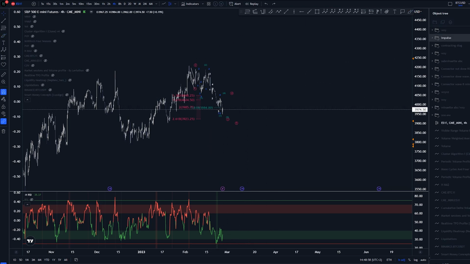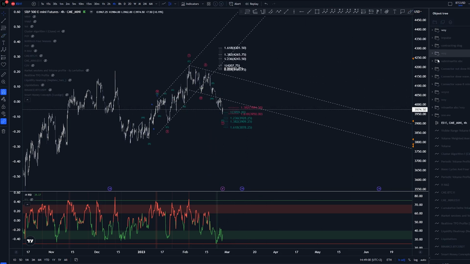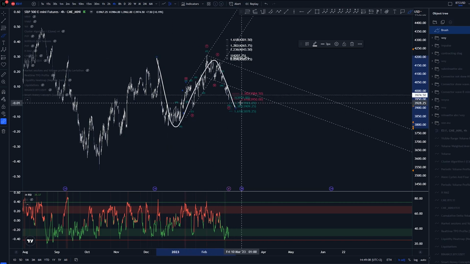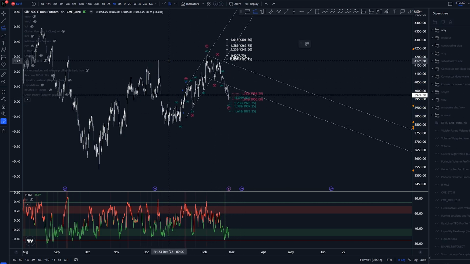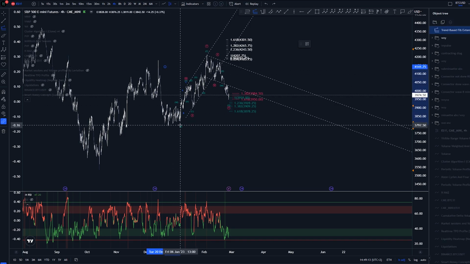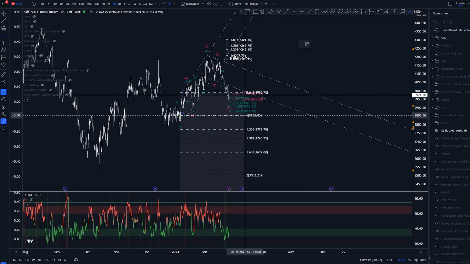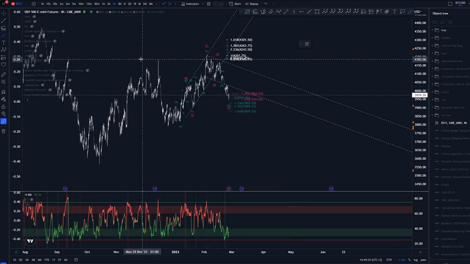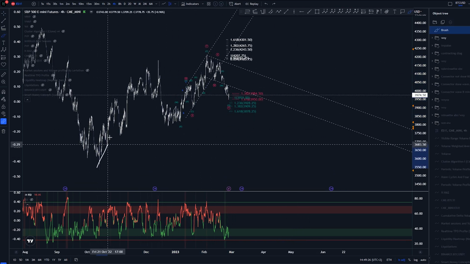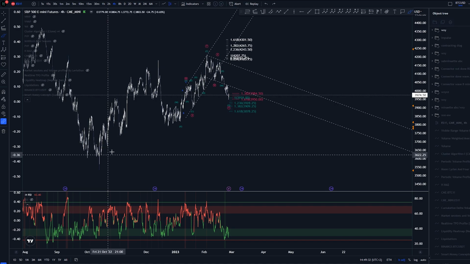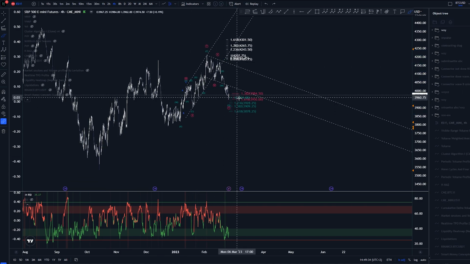If we are doing that consolidation there, the WXY count is not looking too good. However, the expectation here could be that we would be creating this 3-way structure downwards, and it would be already finished here. However, the extensions are just not that good. We are missing the 1-to-1 here. We only hit the 0.618, which is the minimum we want to see for a 3-way move. So if we wanted to have that as the continuation structure, I would expect it to come lower as well. So this WXY is not really playing too well here.